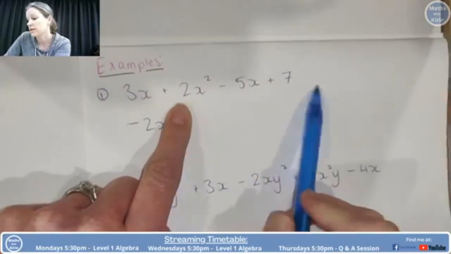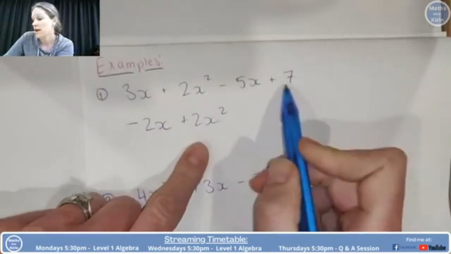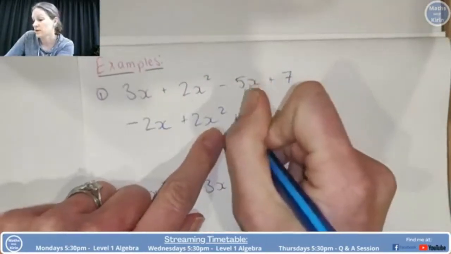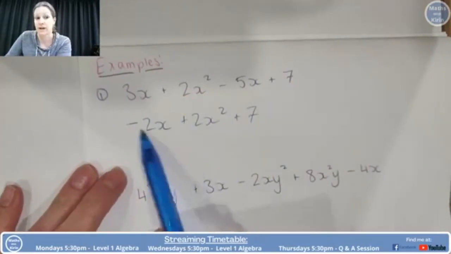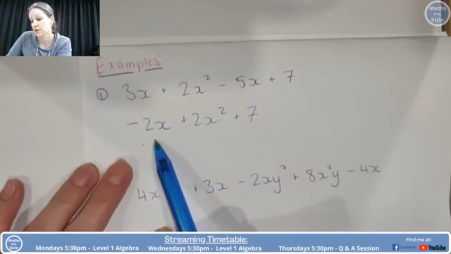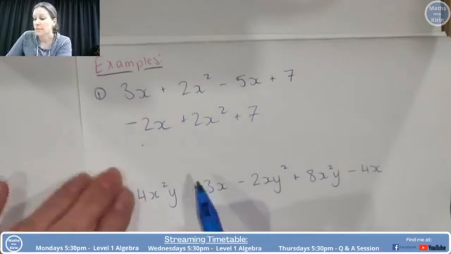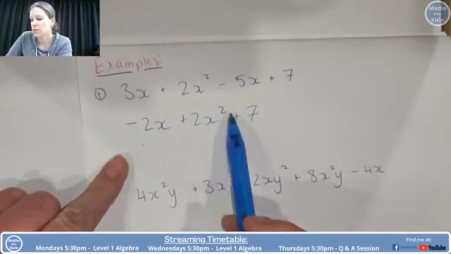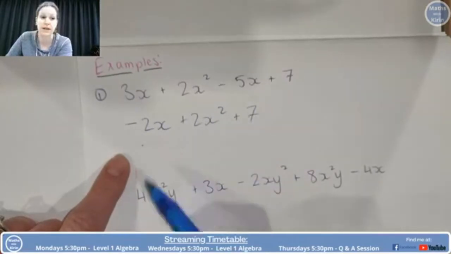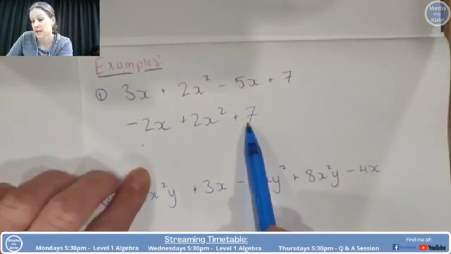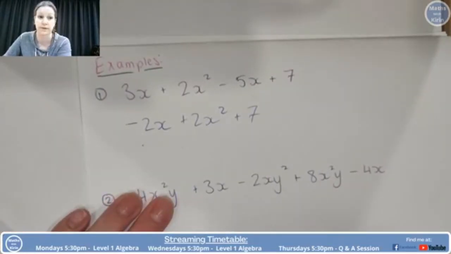The 2x squared, there are no other x squared terms, so I can't simplify that any further. And the 7, there are no other numbers, so I can't simplify that any further. So this is as simplified as this expression will get: negative 2x plus 2x squared plus 7. Some people, with convention, will write the x squared term first, then the x term, then the 7. It doesn't matter what order you write them in, as long as you have a negative 2x, a positive 2x squared, and a positive 7.